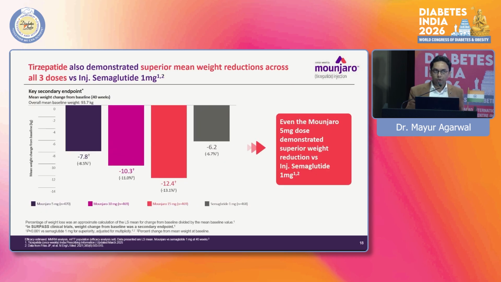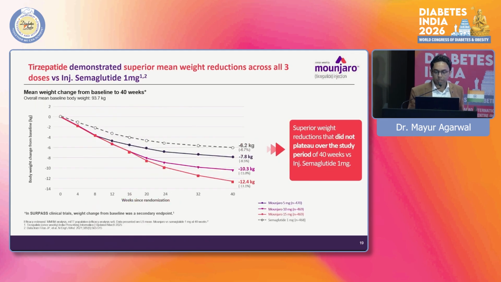Okay. Now weight is another concern which all of us have been discussing. Again here, when you compare the lowest dose of tirzepatide against 1 mg of semaglutide, the weight reduction is higher with the lowest dose. So even 5 mg was superior to 1 mg of semaglutide. You can see here minus 8.5% weight loss as against minus 6.7 with semaglutide.